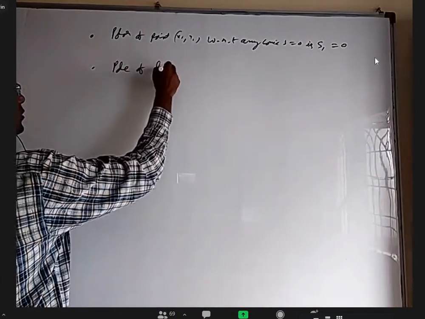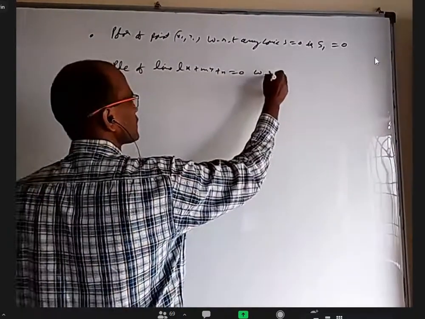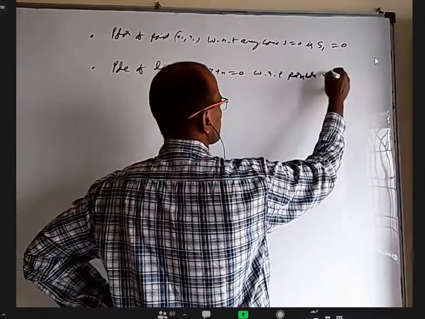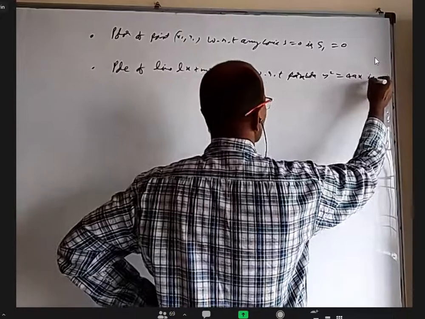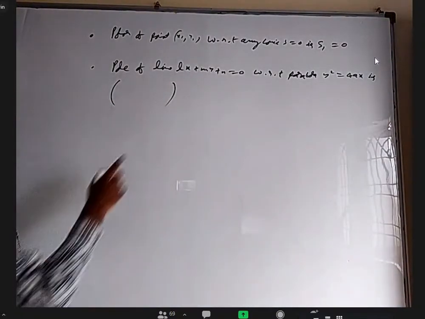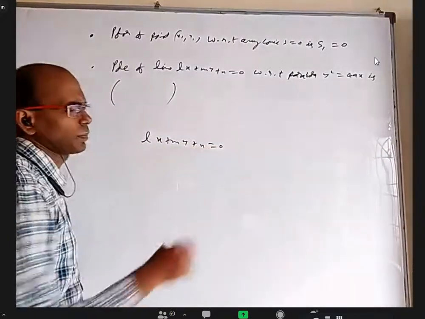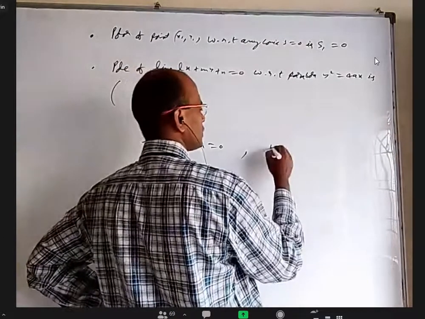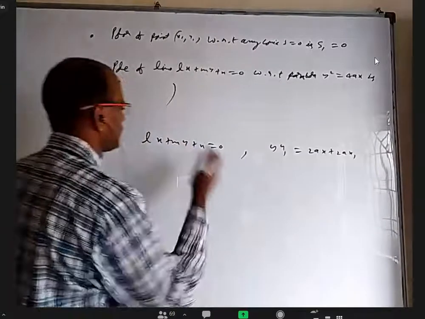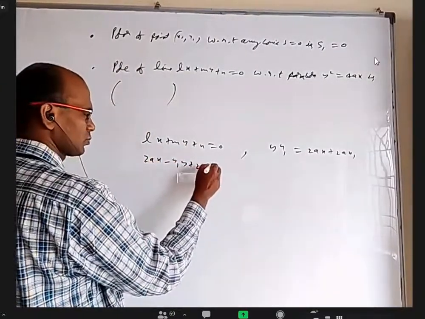The pole of the line lx + my + n = 0 with respect to the parabola y² = 4ax is something. How do we find that? We have to compare. Take lx + my + n = 0 and compare it with S1 = 0. S1 means yy1 = 2a(x + x1), which I write as 2ax − y1y + 2ax1 = 0.